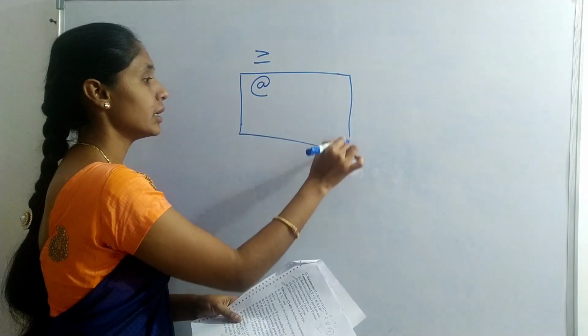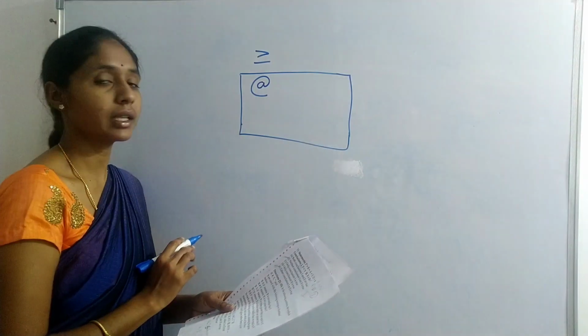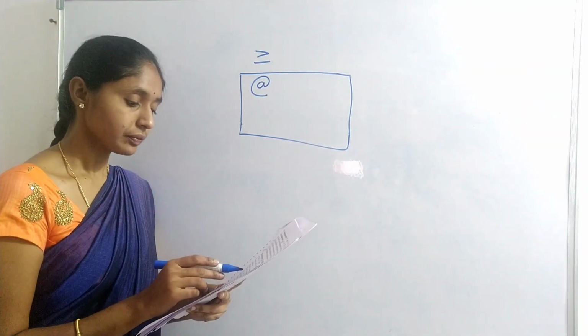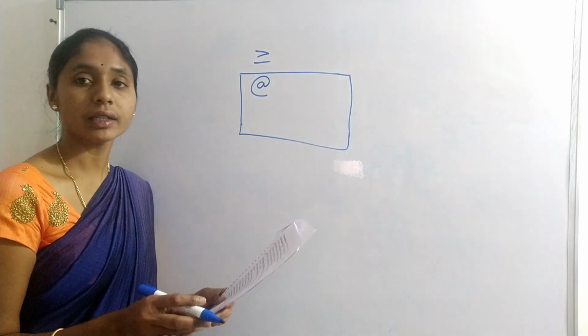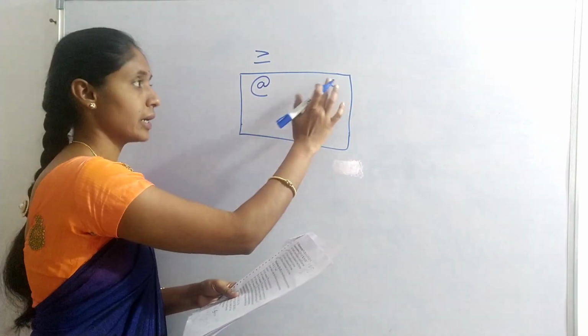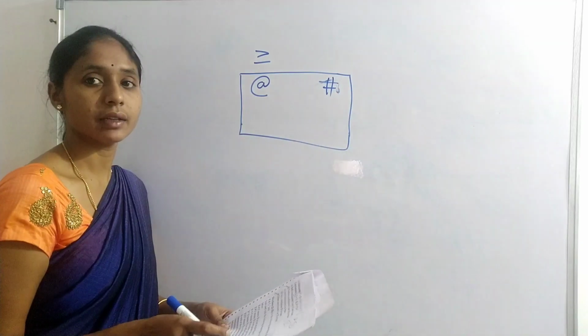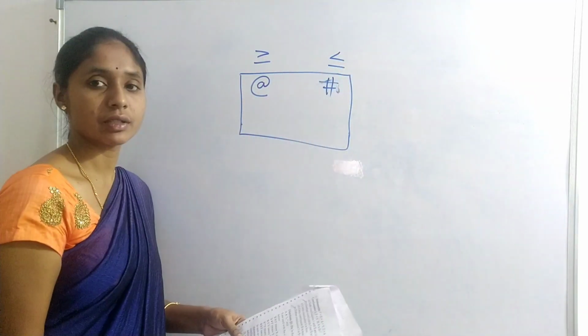I am writing in tabular form. At is greater than or equals to. And R hash S means R is not greater than S. That is hash. Not greater than means less than or equals to.